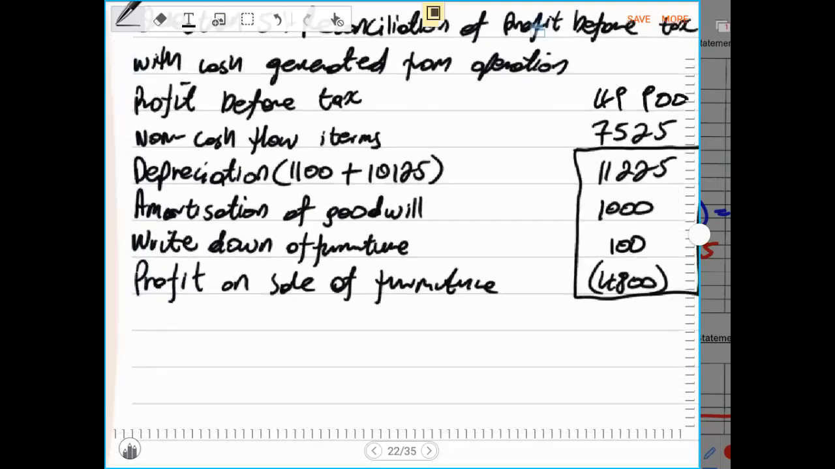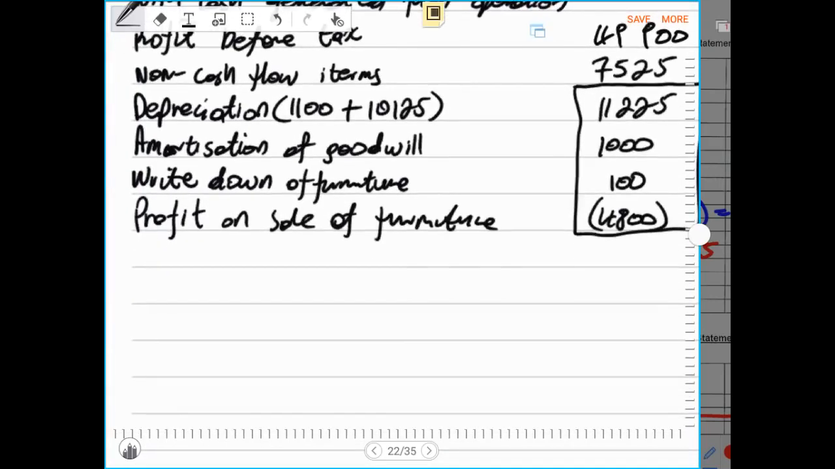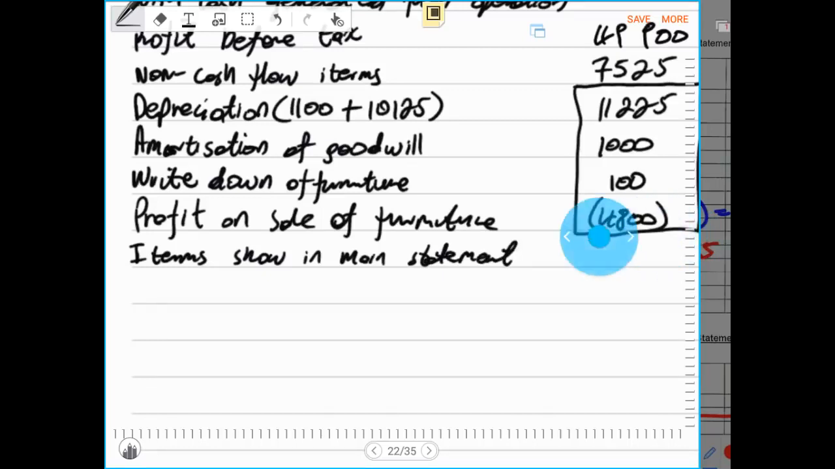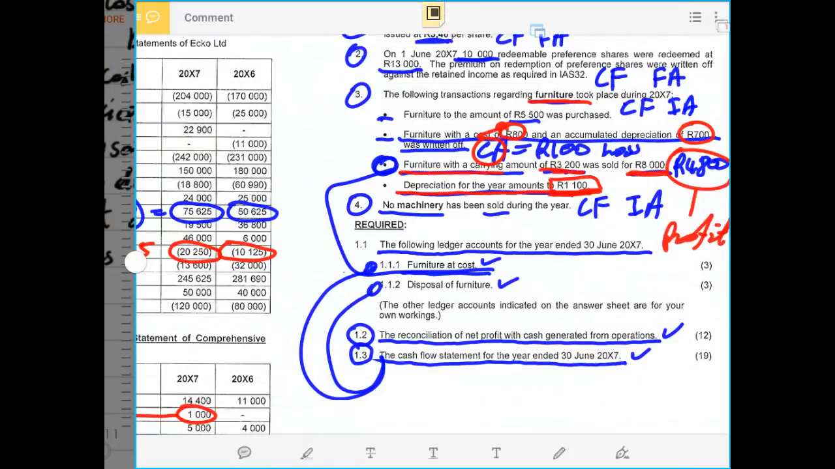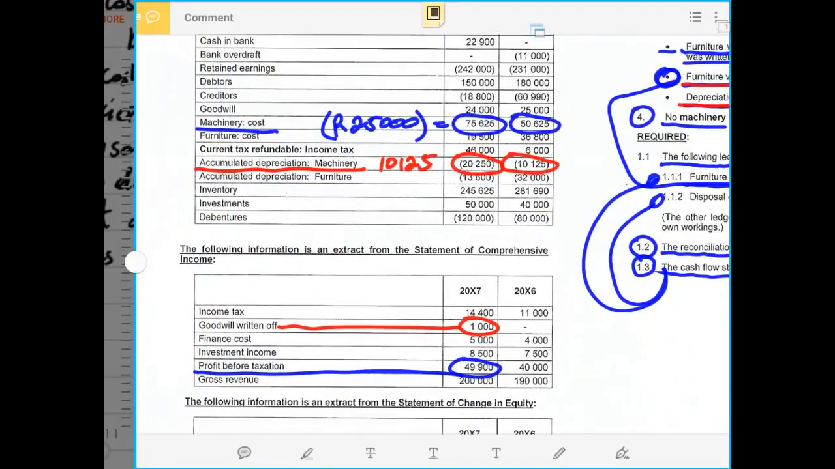So now we go to the second part of the cash flow where we record items that are shown in the main statement. So now the items that are shown in the main statement are the items that you can visibly see in your income statement. And that will normally be your dividends income, your interest income, and your finance cost.